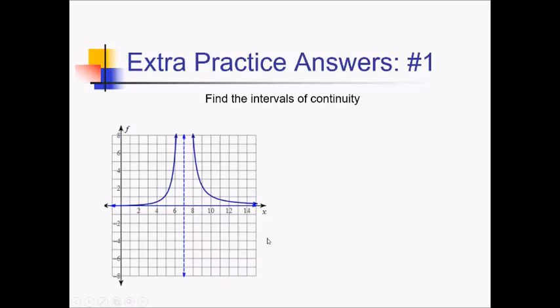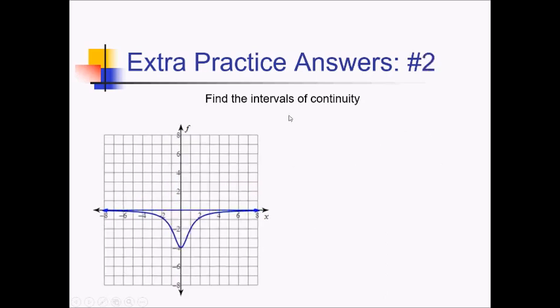For this problem, we're finding intervals of continuity for this function here. The only discontinuity is an infinite discontinuity at x equals 7. Therefore, we have an interval of continuity from negative infinity to 7, and also from 7 to positive infinity. And we're going to have to use parentheses on all of these.